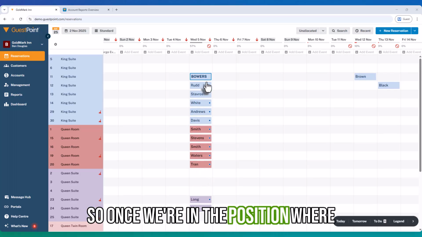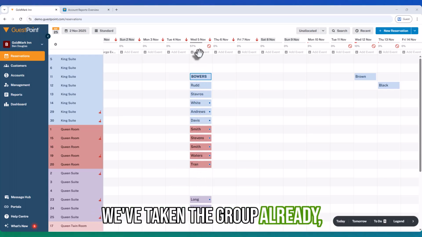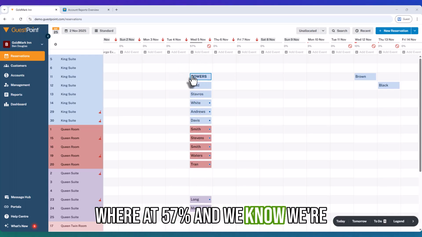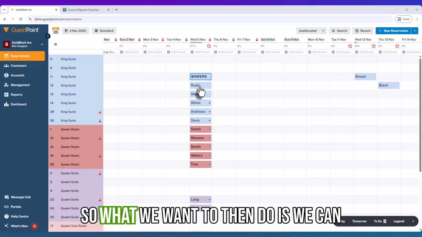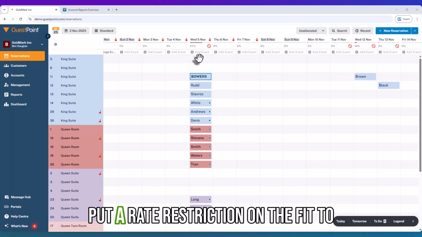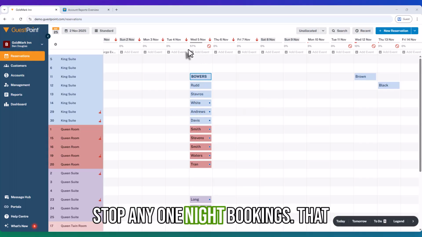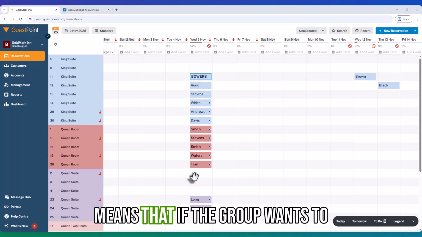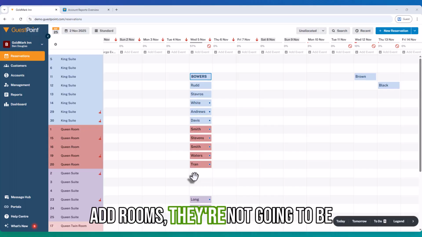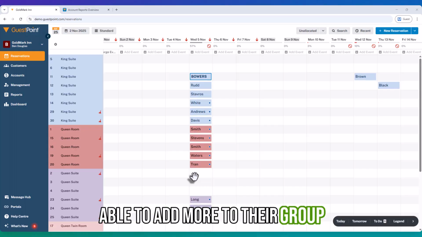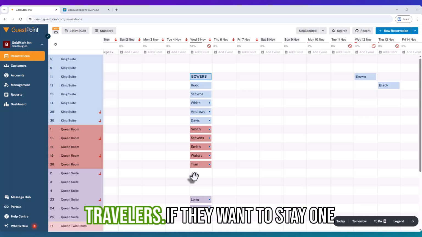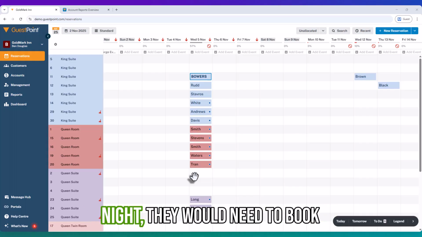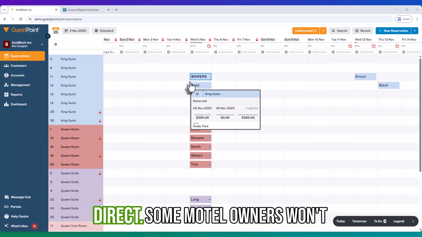So once we're in the position where we've taken the group already, we're at 57% and we know we're going to sell out for this date. So what we want to then do is we can put a rate restriction on the 5th to stop any one-night bookings. That means that if the group wants to add rooms, they're not going to be able to add more to their group block. It also means any individual travelers, if they want to stay one night, they would need to book direct.